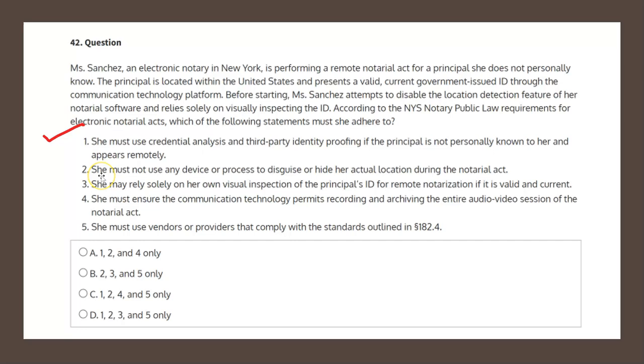So indeed, when Statement 2 states that she may not disguise her location, that is indeed what's stated in the law, and therefore it's an accurate statement, and we can put a check mark next to number 2 as well. 3. She may rely solely on her own visual inspection of the principal's ID for remote notarization if it is valid and current. Well, this is not stated anywhere in the law, and in fact goes against all the various mechanisms that are in place for ensuring a proper electronic notarization, and therefore Statement 3 is inaccurate, and we should put an X next to it.